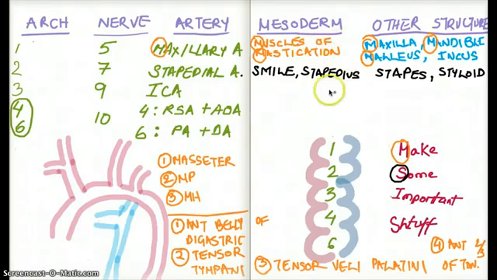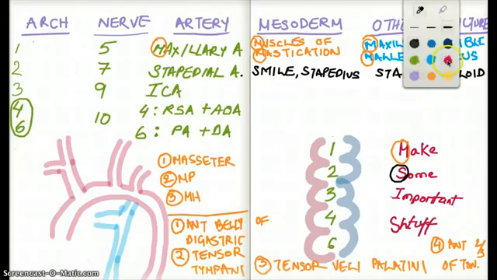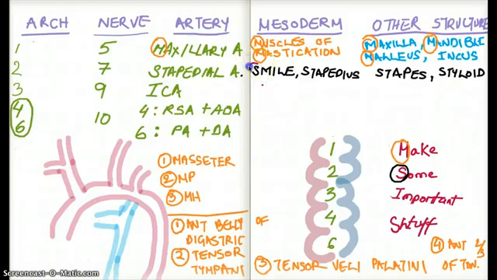The other mesodermal structure that comes from brachial arch 2 is stapedius, which is in the inner ear, and other cartilages are stapes and styloid. Notice how they all have S's. Again, smile or muscles of facial expression, stapedial artery, stapes, stapedius, and styloid. Another S that I can add here is stylohyoid. So I'm just going to add it right here.